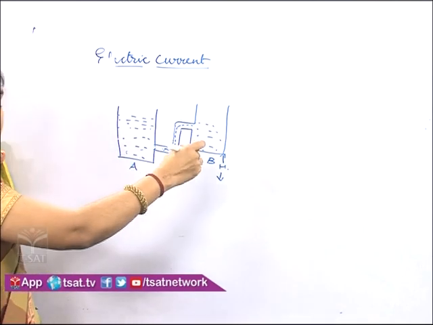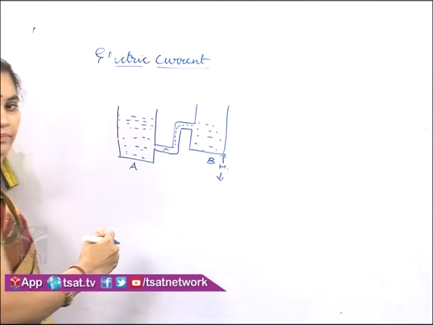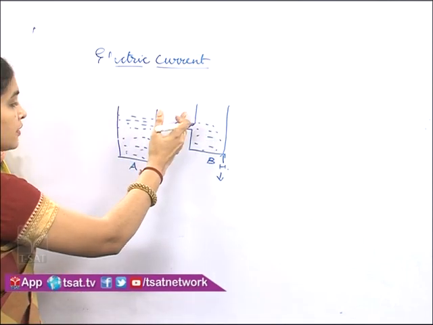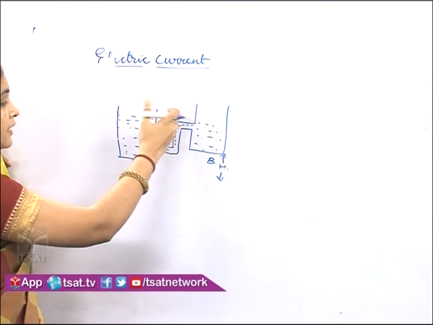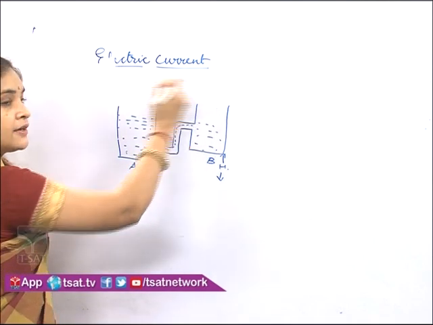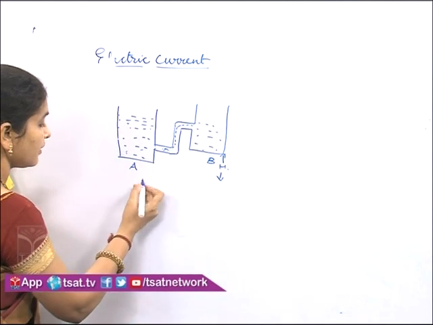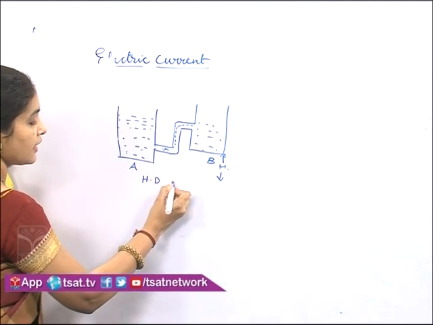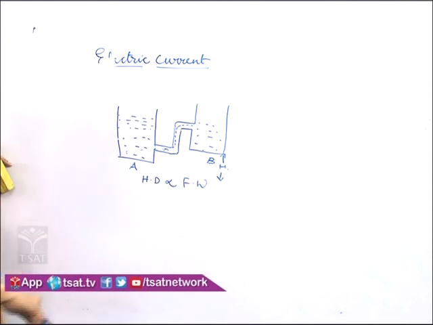What will happen if we increase the height a little more? The flow of water will increase. Water will start flowing with great speed if we increase the height of the other beaker. So from this we can say that the height difference is directly proportional to the flow of water.